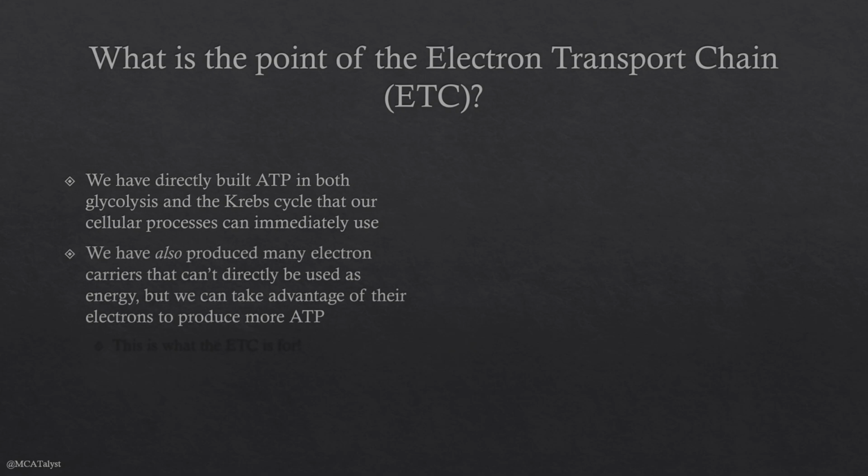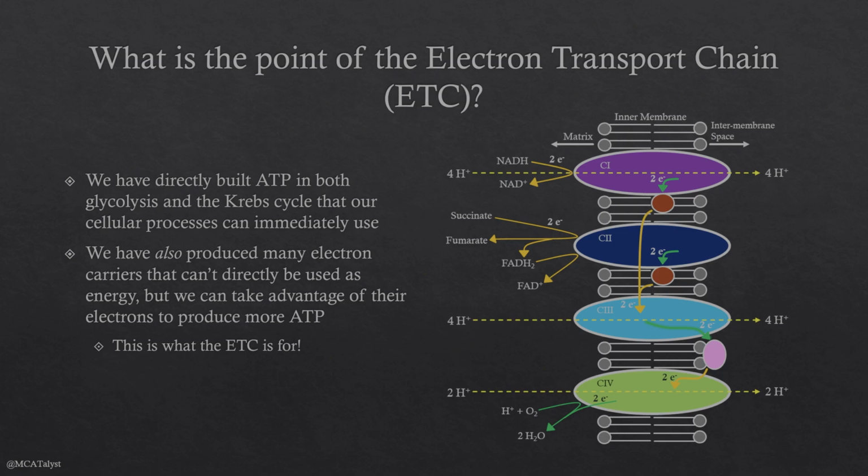But especially in aerobic respiration, we've produced a ton of these electron carriers. These electron carriers can't directly be used as energy. We can't use NADH to catalyze the production of a protein, for example. We take advantage of their electrons to produce more ATP. And this ATP is therefore what we're going to be using to actually be doing things like building molecules, proteins, and so on and so forth. This is exactly what the electron transport chain is for.